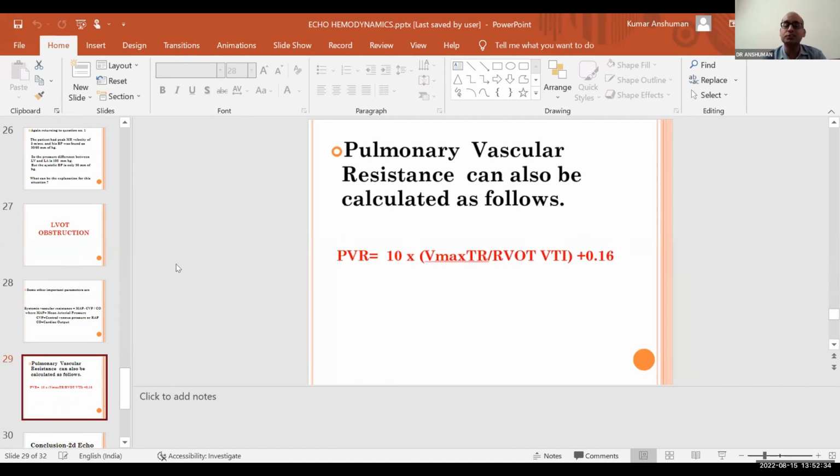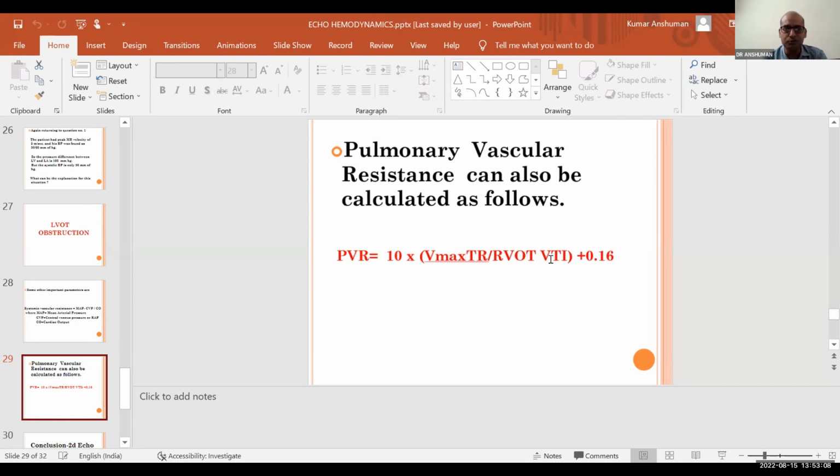Again, pulmonary vascular resistance. Many times in recent COVID times, a patient is having breathlessness with no explanation. There you have only one finding: high pulmonary vascular resistance, but you want to avoid invasive measurement. How will you go for non-invasive measurement? Very simple. You just apply this equation. Pulmonary vascular resistance is equal to Vmax TR divided by RVOT VTI, the sum is multiplied by 10 plus 0.16.